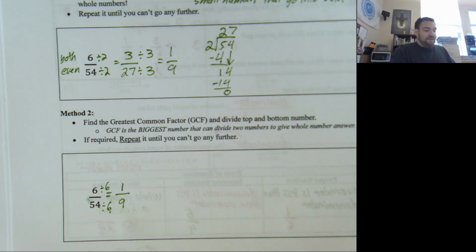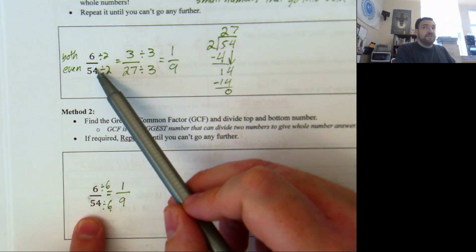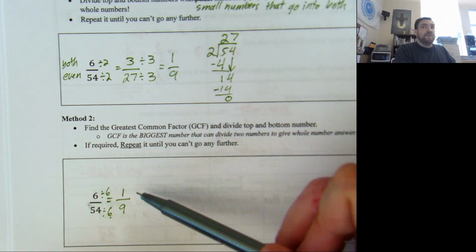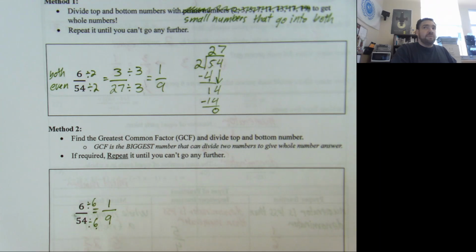6 divided by 6 is 1. 54 divided by 6 is 9. We get the same answer, which is good. We should get the same answer because we started with the same question. And it doesn't matter which method you choose to use. We've got a technique for it.